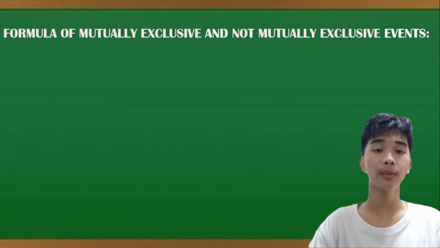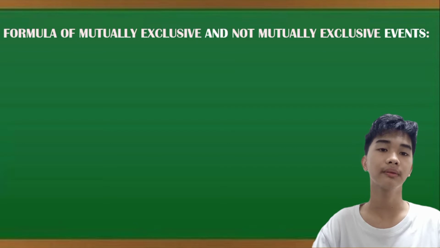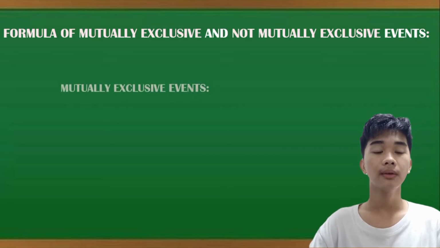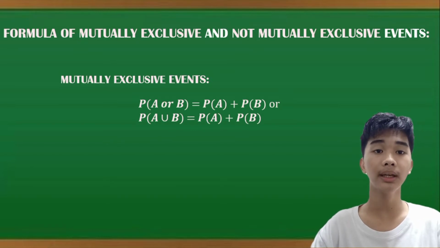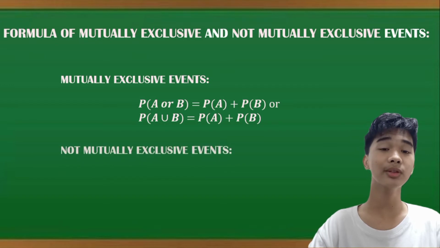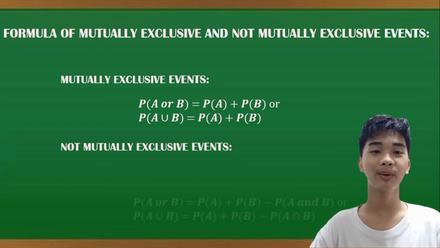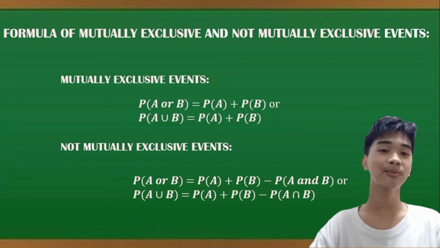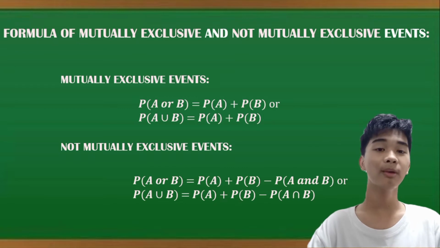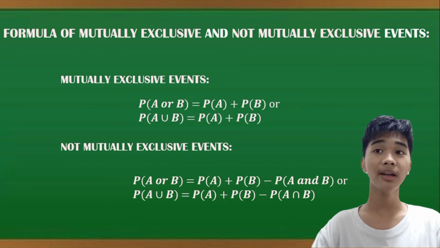Now, let's proceed to the formula of mutually exclusive and not mutually exclusive events. In mutually exclusive events, we use the formula: probability of A or B is equal to probability of A plus probability of B, or probability of A union B is equal to probability of A plus probability of B. While in not mutually exclusive events, we make use of the formula: probability of A or B is equal to probability of A plus probability of B minus probability of A and B, or probability of A union B is equal to probability of A plus probability of B minus probability of A intersection B.